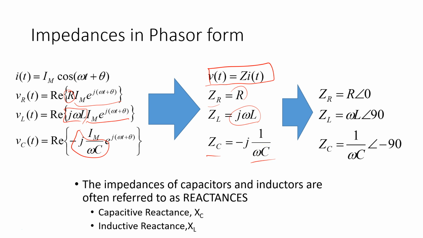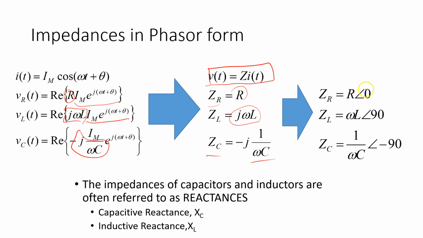When dealing with DC, the value of the frequency is 0. If omega is 0, then the phasor impedance of the inductor goes to 0, which is a short circuit. And if the frequency goes to 0, the impedance of the capacitor goes to infinity, which is an open circuit. If the frequency is not 0, I get some non-zero value for those impedances.